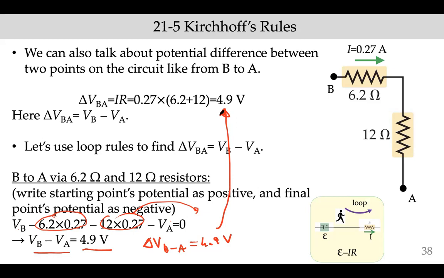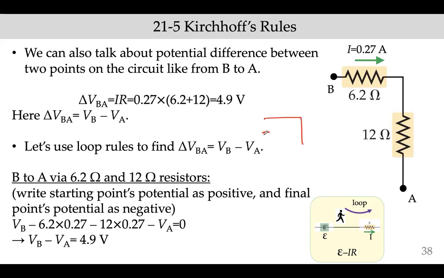Now, you may ask this question: when we did loops with circuits, let's say we had a battery here, and then a resistor here, R, with the current in this direction, and let's say this is the loop direction. So we start at this point. You may ask, we never wrote VB and VA. So let's see what happens if we write those points as well.